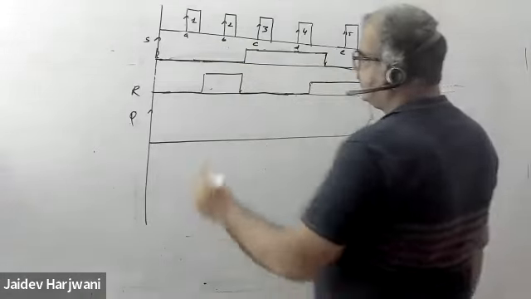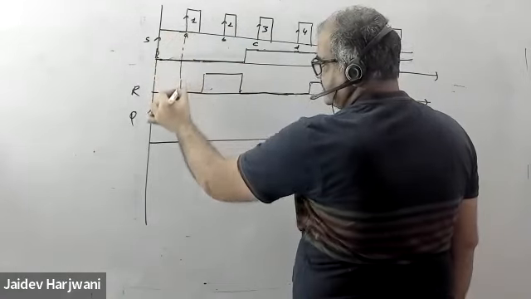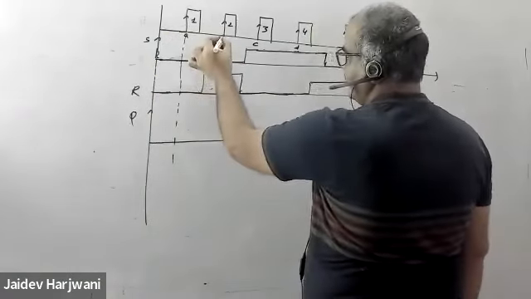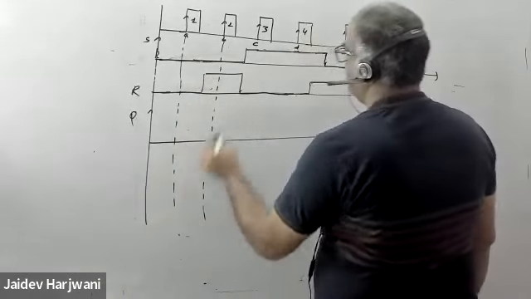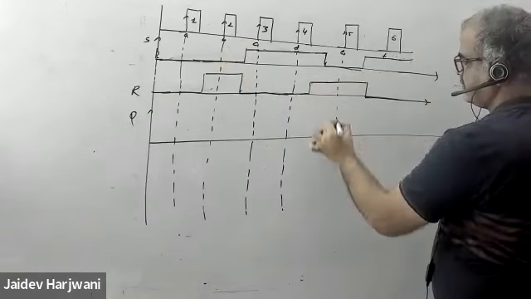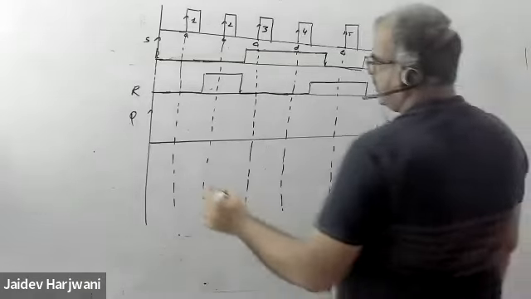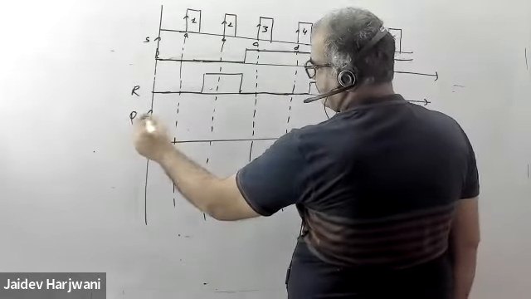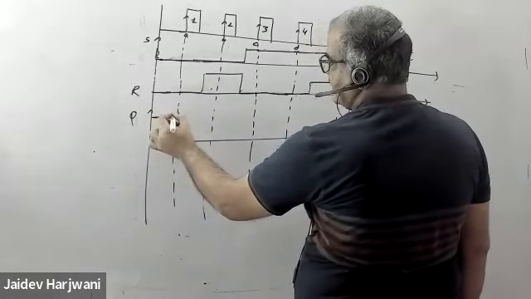Initially your clock is 0. I told you the transition will take place only with positive edge triggering. So at these points only, the transition will take place according to the inputs. These are your positive edge triggering points. Initially you can take 0 or 1, whatever you want. I'm taking Q initially at 1.